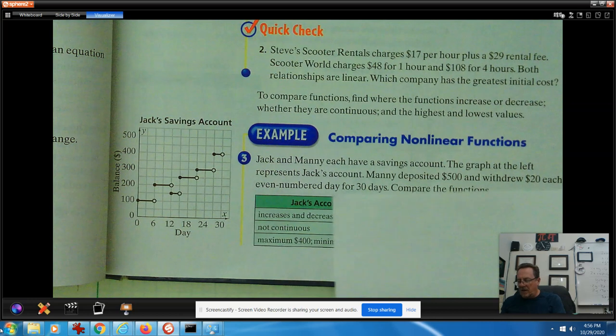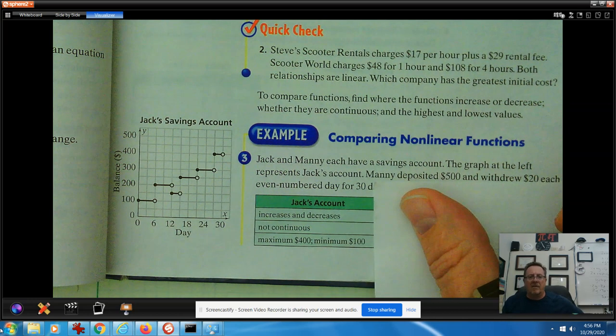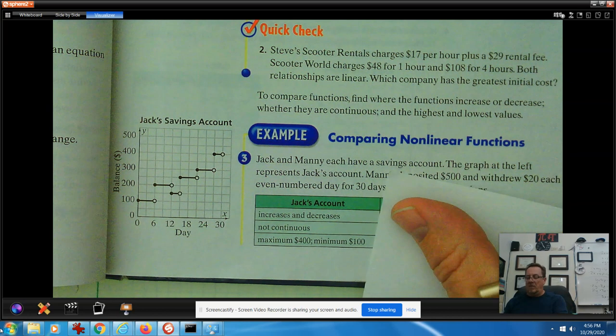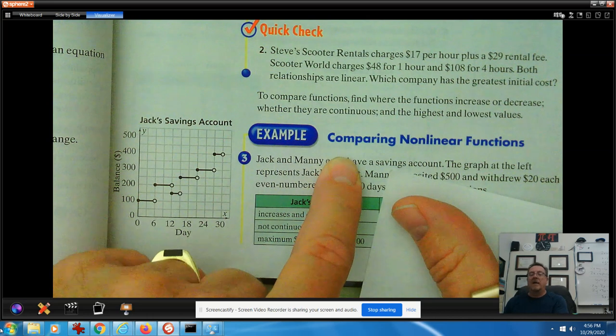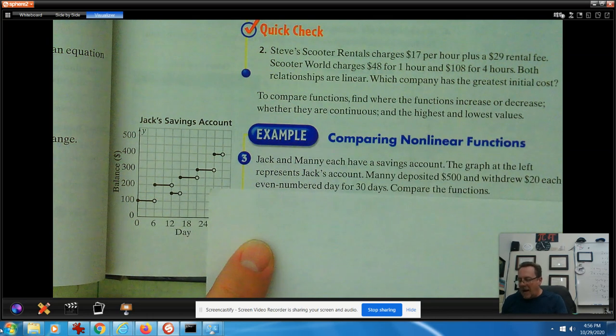If we look at what the book has said, Jack's account both increases and decreases. It's not continuous. And the maximum value is 400 and the minimum one is 100. Those are all things that we said, right? But we're comparing, and in order to do that, we have to look at the other person's account. Manny deposited $500 and then withdrew $20 each even number day for 30 days. Compare the functions.